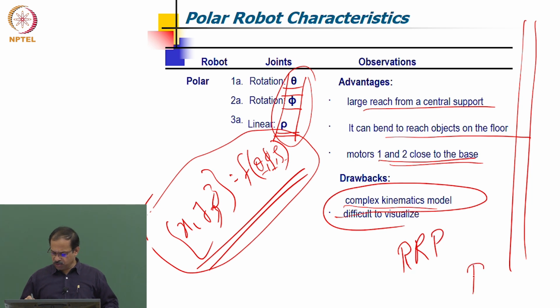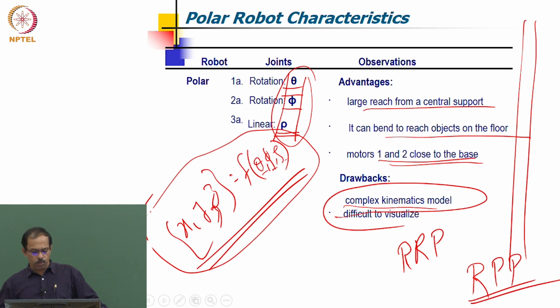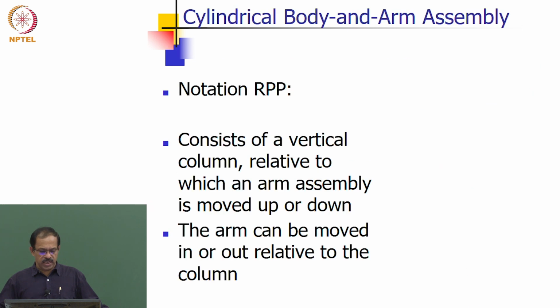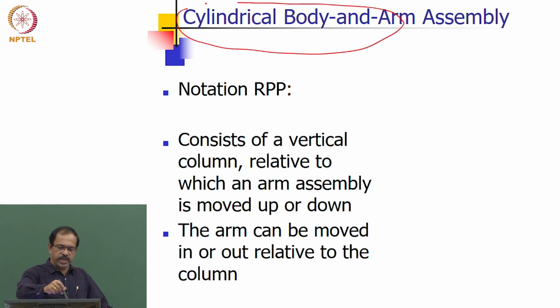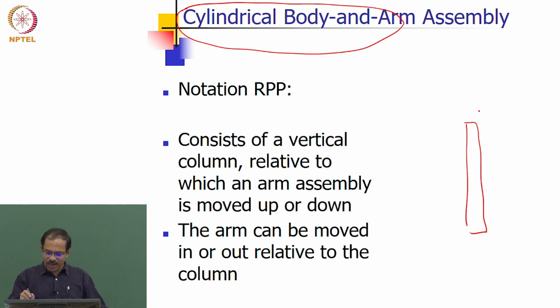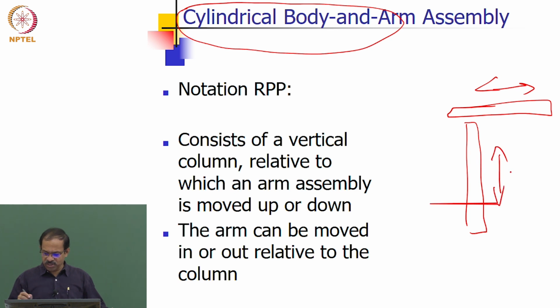Now, if you change this to RPP, that is two prismatic joints and one rotary joint, then you will get a cylindrical coordinate robot, or cylindrical body and arm assembly robot. So it consists of a vertical column and a horizontal motion. So you can actually have this kind of motion and this kind of motion.